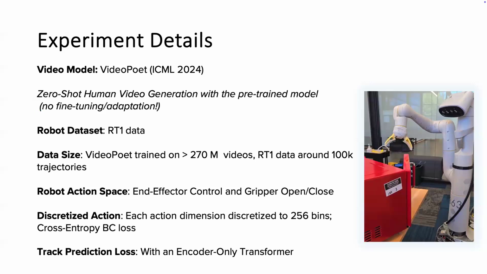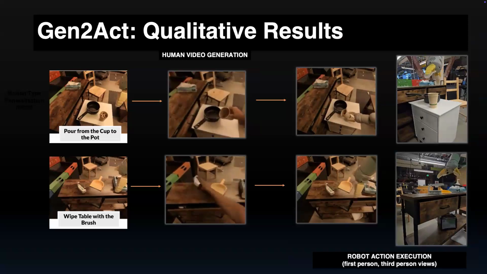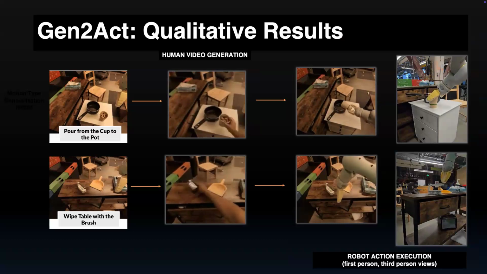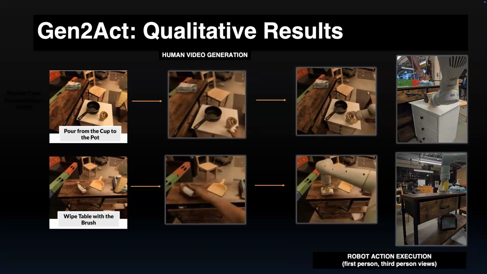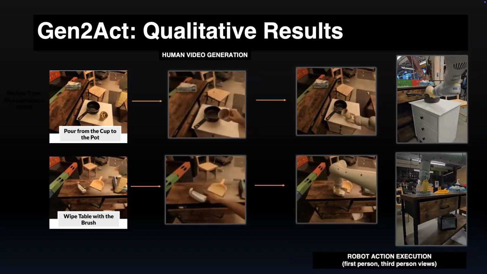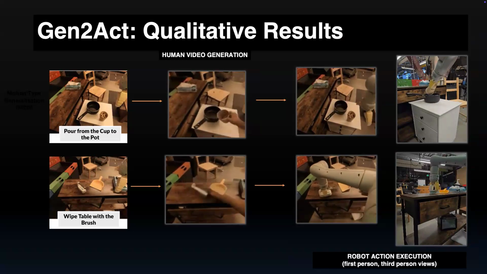For more experiments, we used Google's VideoPoet model. The RT1 dataset was used to convert the videos and track points into actions, and the robot action space was end effector and so on. And here are some examples of pouring from a cup into the pot. So that is a generated plan in the middle, and then it is converted into robot action by mapping this video to the robot action.